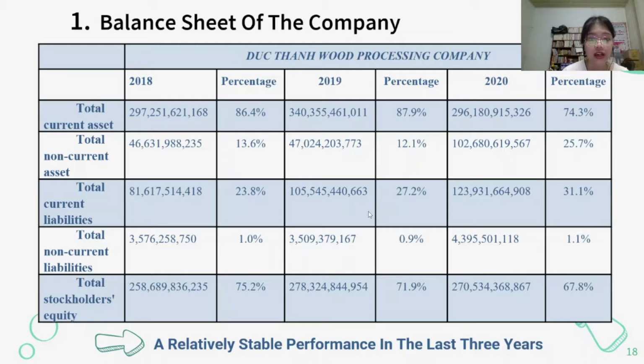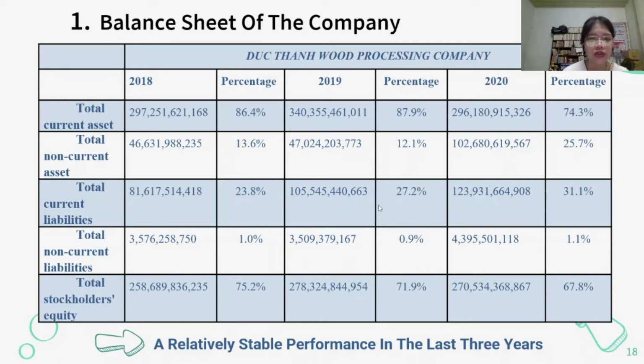In addition, the current liabilities increased by 7.3% from 2018 to 2020. The non-current liabilities somewhat steadily grew, with 1% in 2018, slightly decreased by 0.1% in 2019, and raised to 1.1% in 2020. On the other hand, the stockholders' equity hit the lowest point of 67.8% in 2020.